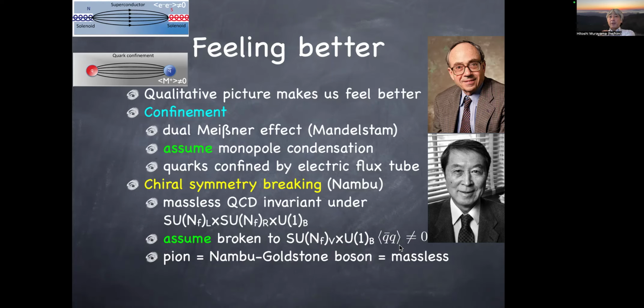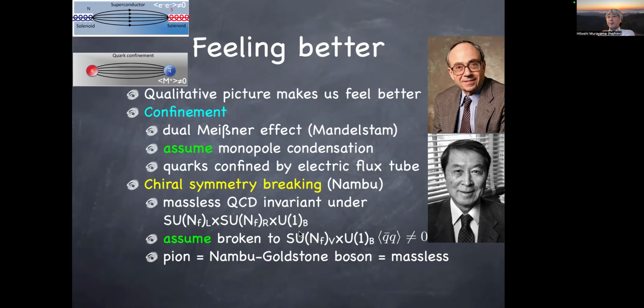So if you accept this picture, then there's a general theorem that tells you that there are massless Nambu-Goldstone bosons, which we identify with pions and kaons. And of course, in the real QCD, the quarks are not massless. They have small but finite masses. So this symmetry is explicitly broken.